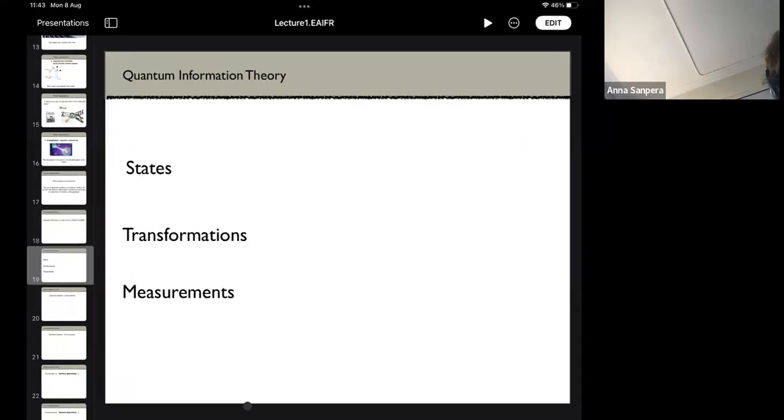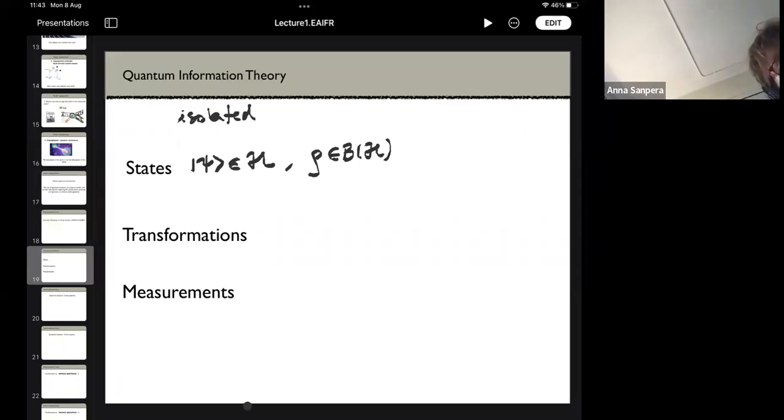We have these three things which are easy. On one side we have states. If our state is isolated, it will be given by a vector of the Hilbert space, as we know. And if the state is not isolated, it will be described by a bounded operator on the Hilbert space, which normally we call a density matrix.